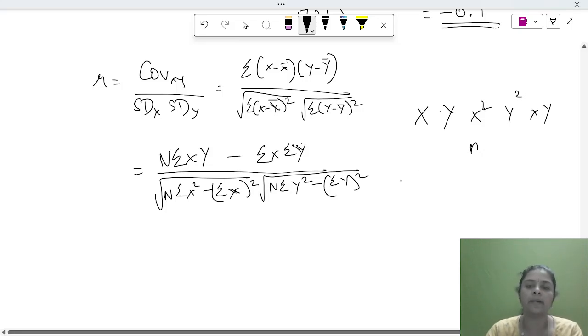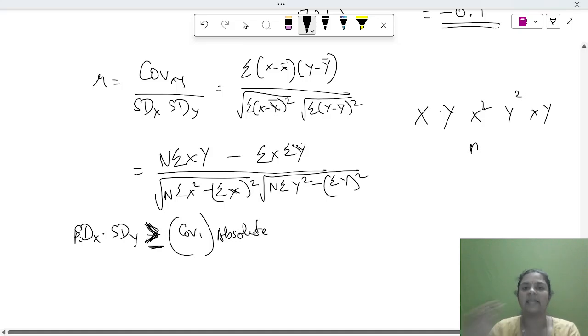Now remember a main property. When we look at this formula, R value cannot exceed 1. Numerically it cannot exceed 1, which means the standard deviation of x into standard deviation of y will always be greater than or equal to the absolute value of covariance.